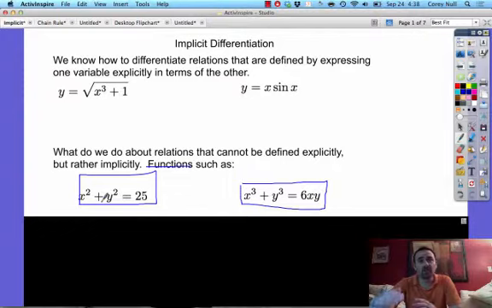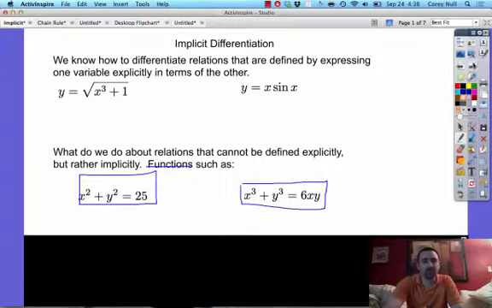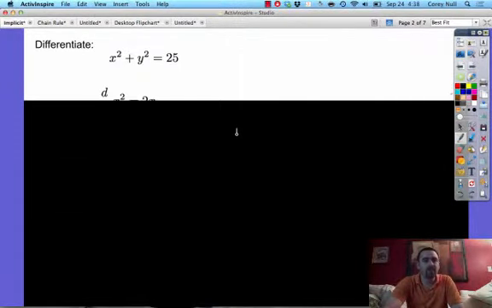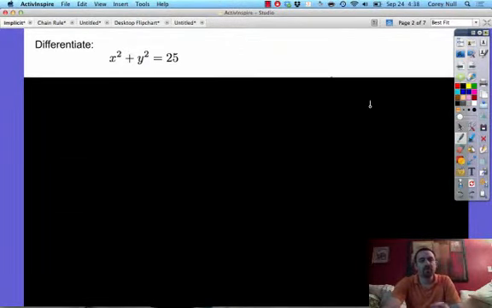so I'd have to have a plus or a minus. So I can't get y by itself. I can't turn it into a function. Neither of these are functions. They don't pass the vertical line test. So we're going to learn how to deal with this. And really, it's just the chain rule. That's all it is.